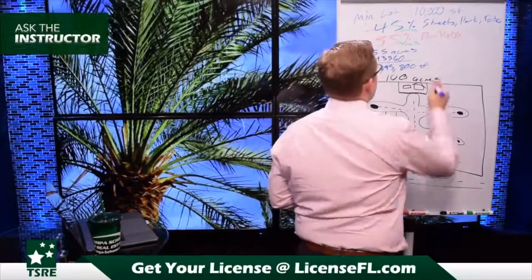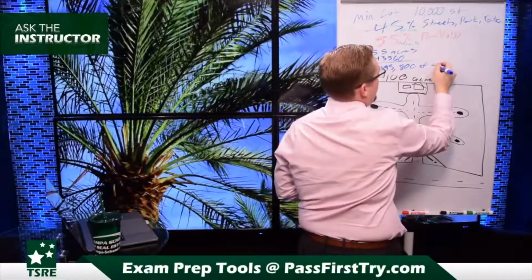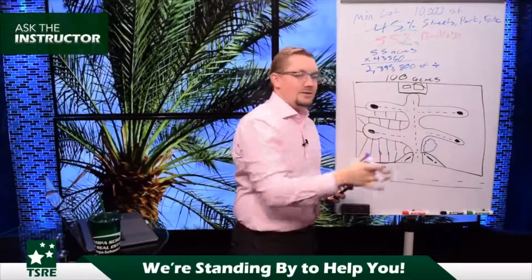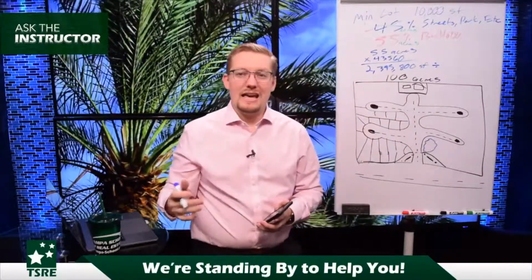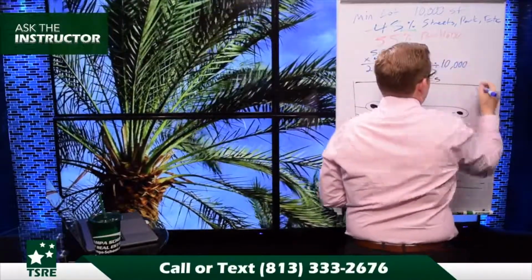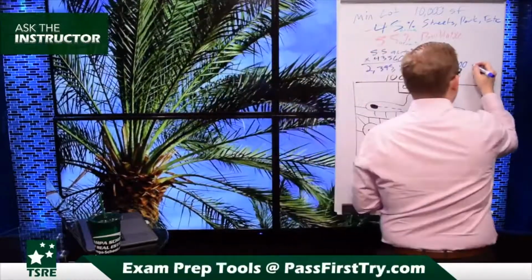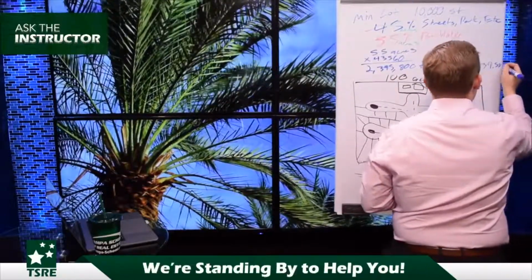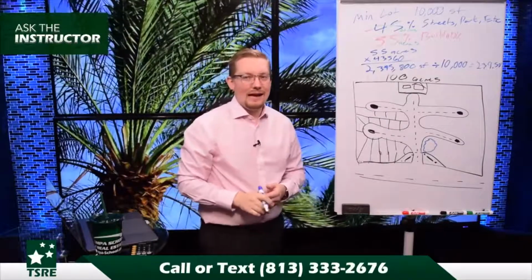And so our next step in all this is going to be taking our minimum lot requirement, and we want to see how many times this 10,000 square feet will fit into this 2,395,800 square feet. So we're just gonna divide that by 10,000 square feet. So 2,395,800 divided by 10,000 gives us 239.58. I like how this came out here. 239.58 lots.